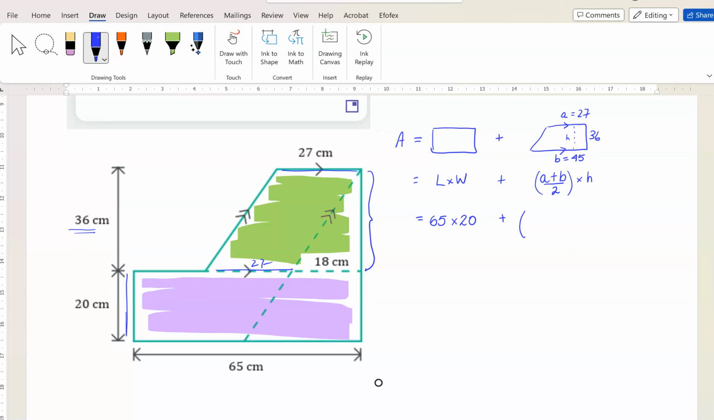So it says A plus B. I know my A and B: 27 plus 45. If you didn't write these down, then you're trying to remember, oh yeah, what was A again? What was B? Write it down, it becomes really simple. What's your height? We've got the height over here, it's 36. Once again, all into the calculator, remembering to write centimeters squared, and we're good to go.